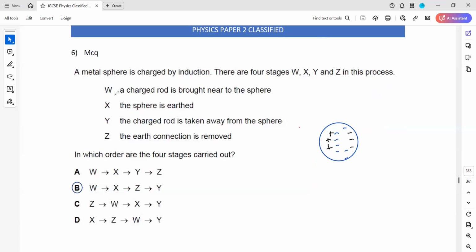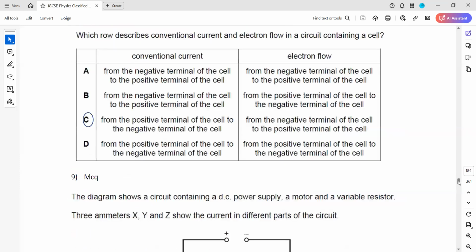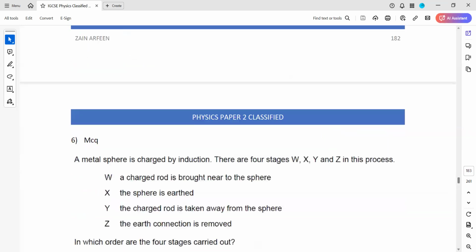So the order: first, a charged rod is brought near to the sphere. Then the sphere is earthed, we connect an earthing wire, and then we remove the earthing wire, and then we remove the charged rod. So B will be the right answer. That was question 6.